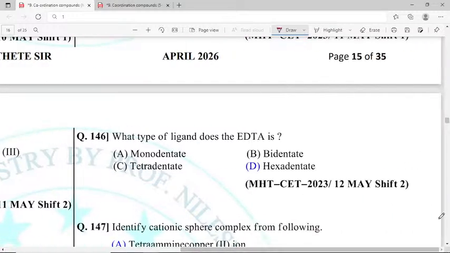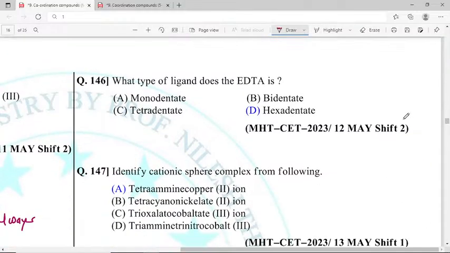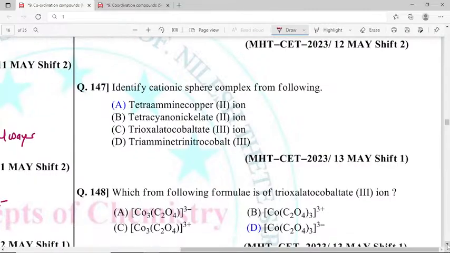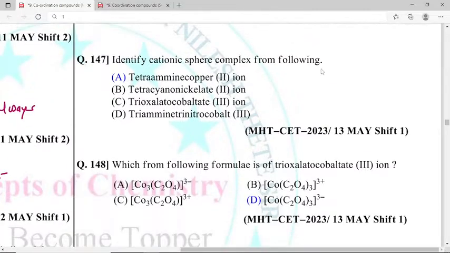Next question. What type of ligand is EDTA? EDTA is hexadentate. Bidentate has only 2: EN, ethylene diamine, and OX. OX stands for oxalato. Identify the cationic sphere complex from the following. AT stands for anionic. So option A is correct. Cationic sphere complex, so it contains the cation.